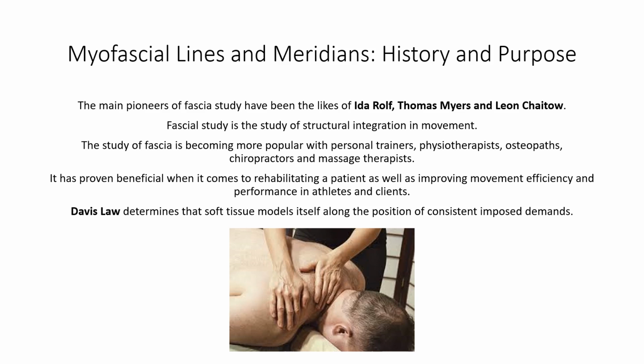We have something called Davis law, which determines that soft tissue models itself along the position consistent imposed demands. So essentially, if you sit at a desk all day, your soft tissue is going to remodel itself in that round-shouldered, short-hip position, and that's where your fascial tightness is going to be along with muscle tightness. So you can stretch the muscles and strengthen what's weak, but you would also benefit from reinforcing the structures around it, which is the fascia and the extracellular matrix, through things like massage.